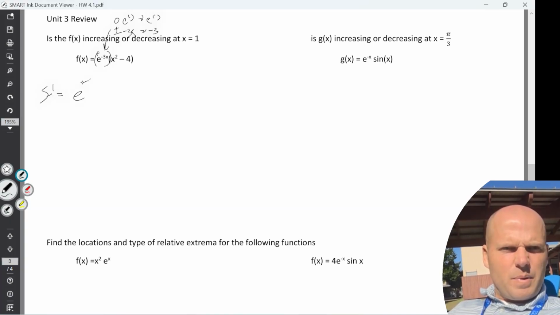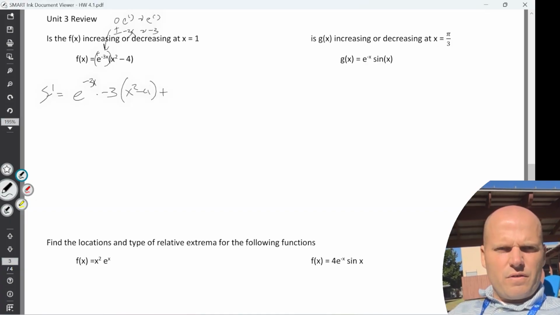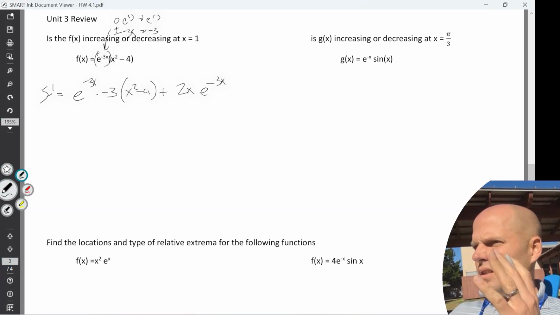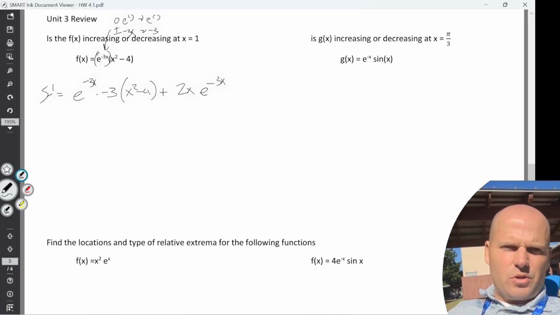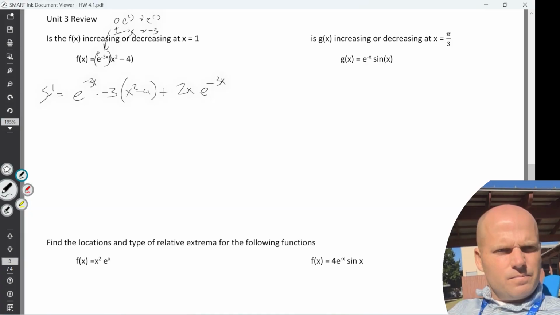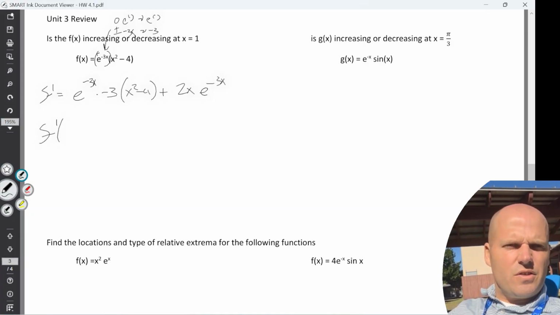So e to the power times negative 3 is the derivative of the first times the second, plus the derivative of the second times the first. And we don't really need to factor or set this equal to 0. Just find the slope. And then we know if f is increasing or decreasing.